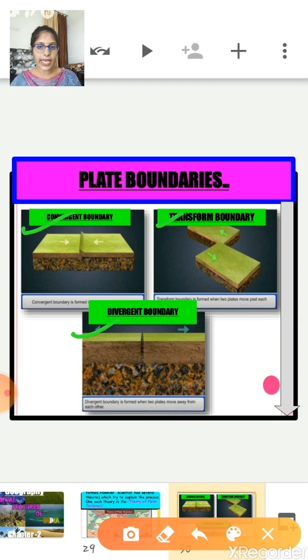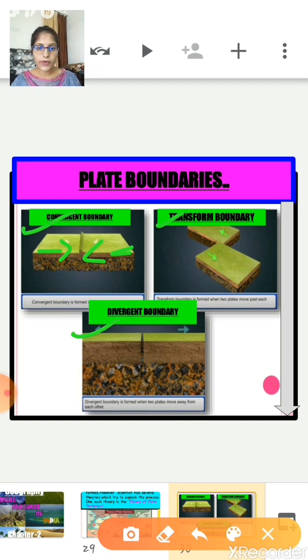Convergent boundary means when two plates collide with each other, when two plates come towards each other, this movement is called the convergent movement, and it is also known as destructive because when two plates collide with each other, it causes earthquakes.